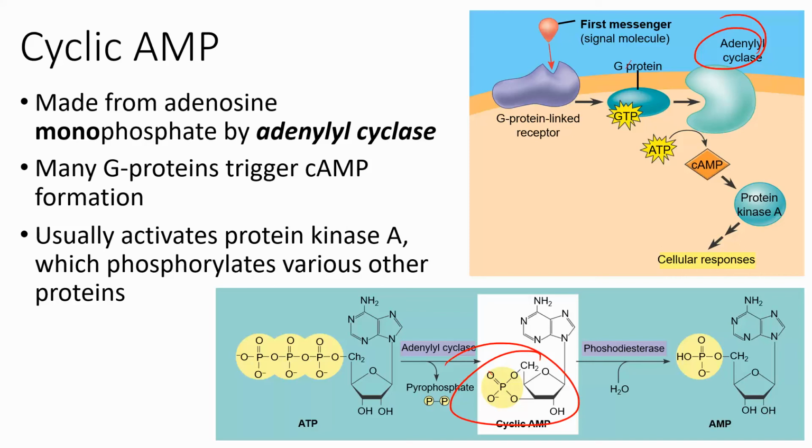That cyclic AMP usually goes on to activate a specific protein kinase. A kinase is a protein that adds phosphates onto another protein. A phosphatase is going to take those off. So a lot of G proteins are going to activate adenylyl cyclase, and when they do that, they're going to cause the formation of cyclic AMP, which then causes the activation of protein kinase A, which then goes on to do a whole bunch of other stuff. You shouldn't have to have memorized that cyclic AMP activates protein kinase A. You do need to remember the fact that adenylyl cyclase makes cyclic AMP.